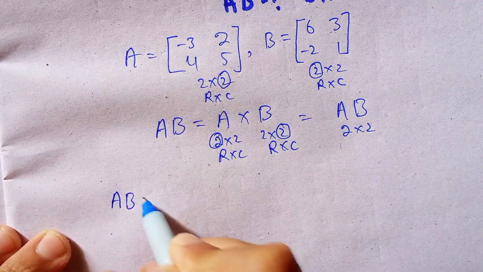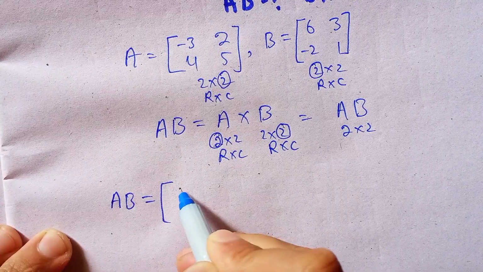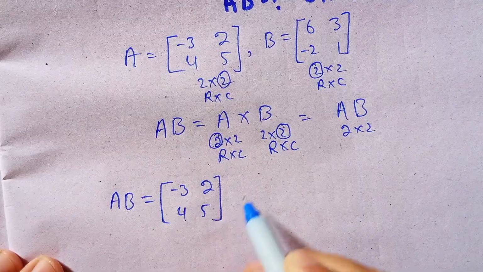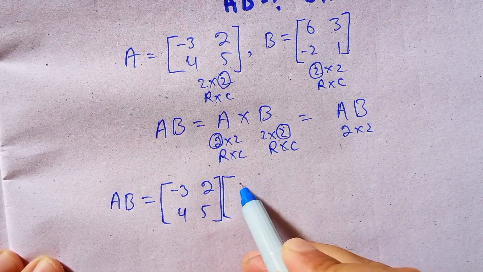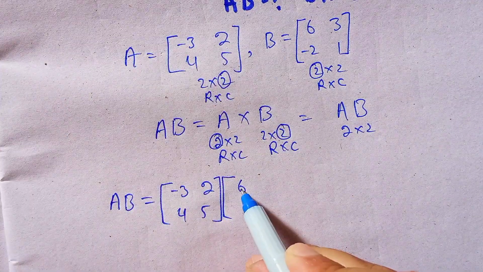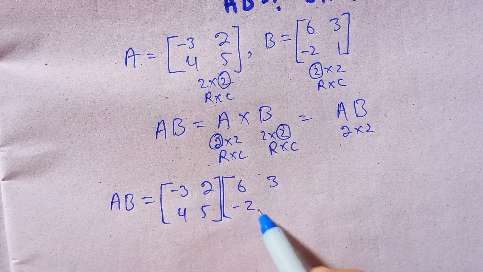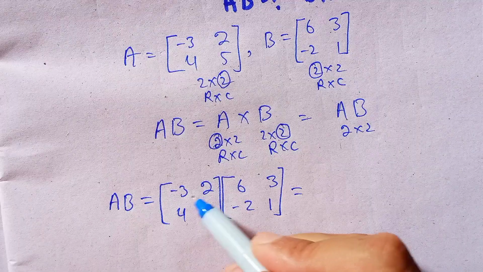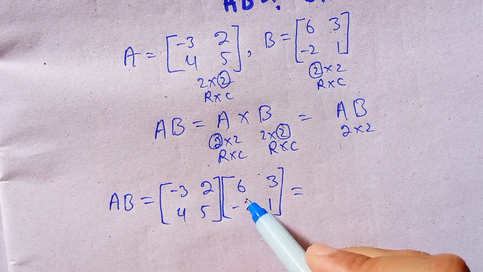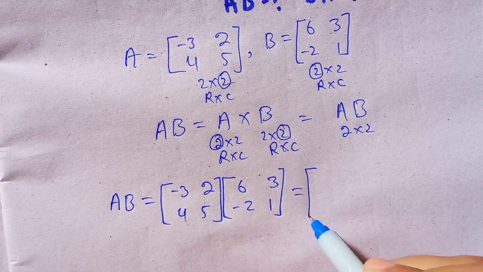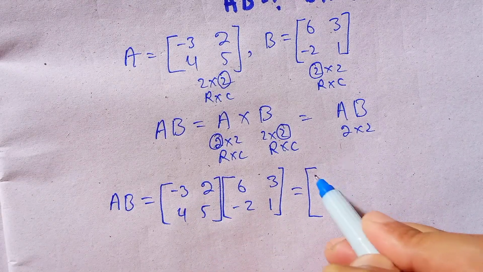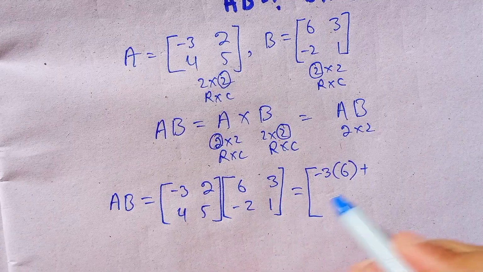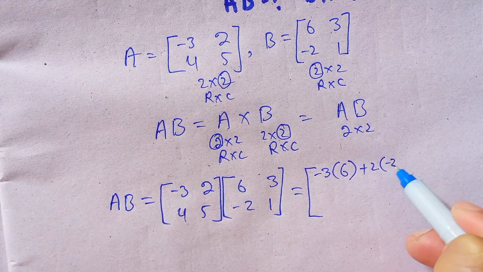A times B equals the A matrix, which contains the elements -3, 2, 4 and 5, multiplied by matrix B, which contains the elements 6, 3, -2 and 1. Now to multiply AB, multiply the first row of matrix A with the first column of matrix B. So simply we have -3 times 6, plus 2 times -2.